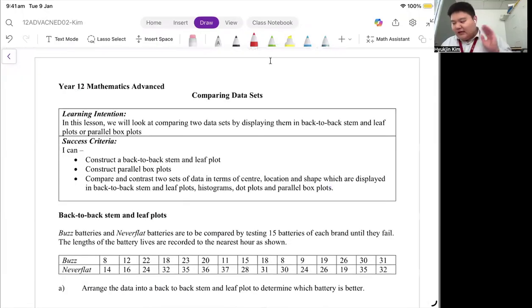Now, comparing data sets is a pretty common HSC question. It's something that you do want to look out for.